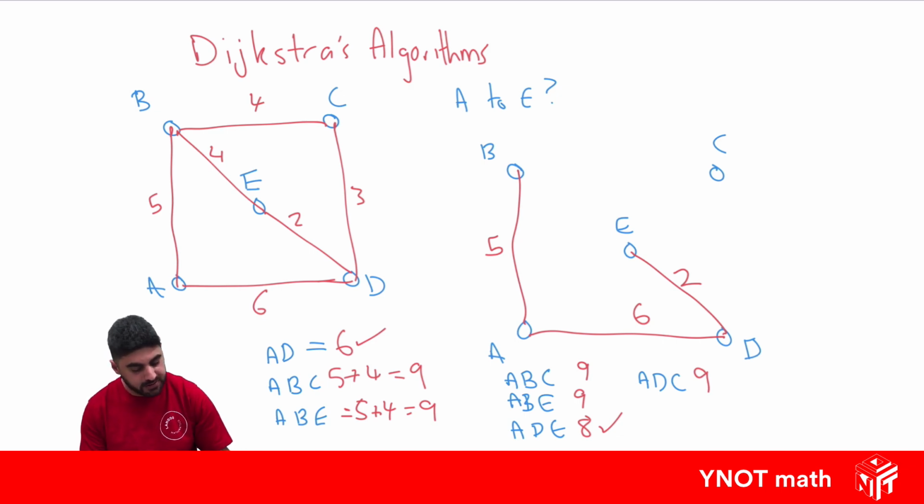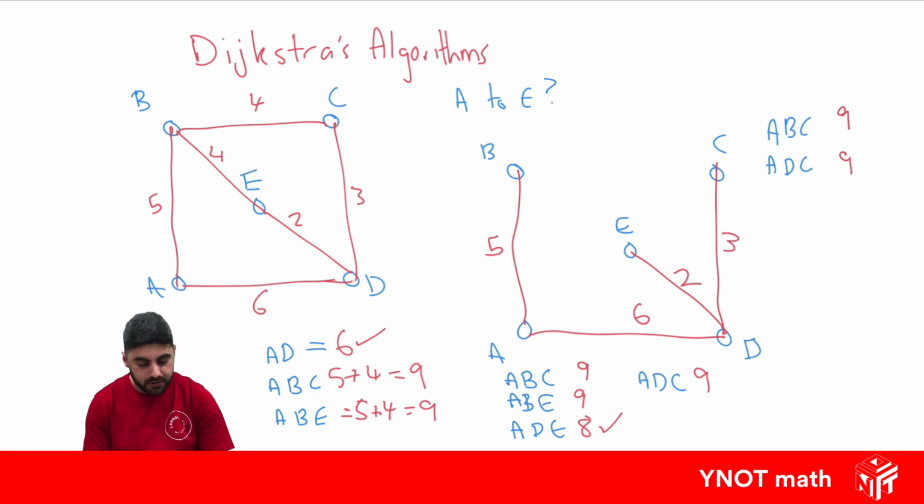And finally, we just need to add in C. So my options are A to B to C, or A to D to C. We've already worked out A to B to C is 9, and A to D to C is also 9, so it actually doesn't matter which edge we draw in out of those. I might just draw this edge in here, so 3. And now we've created a way to get the shortest path from A to E.